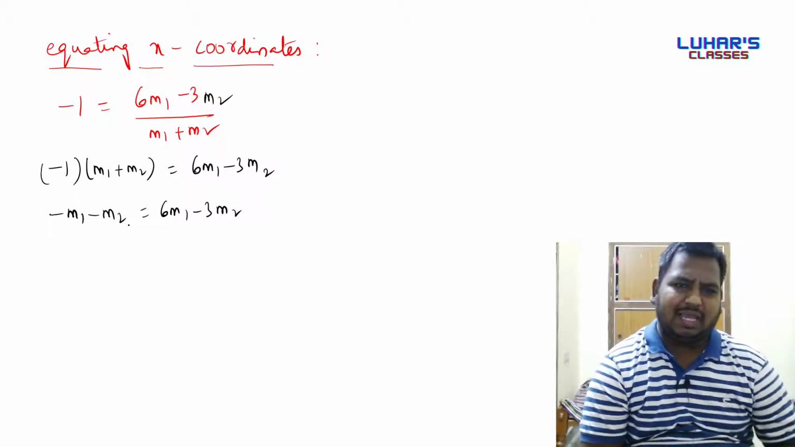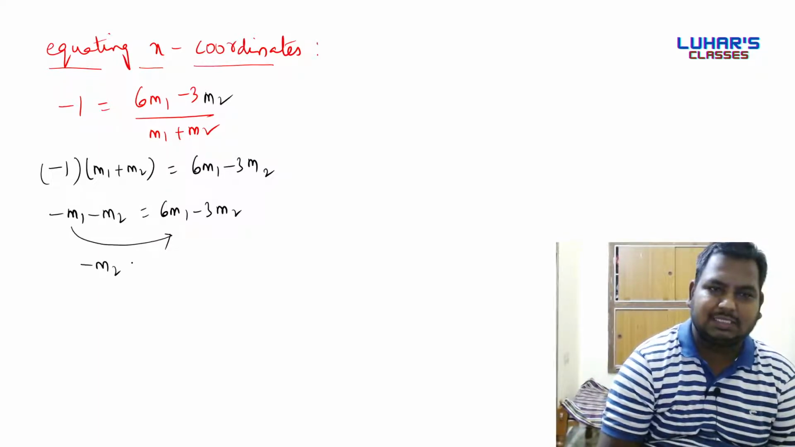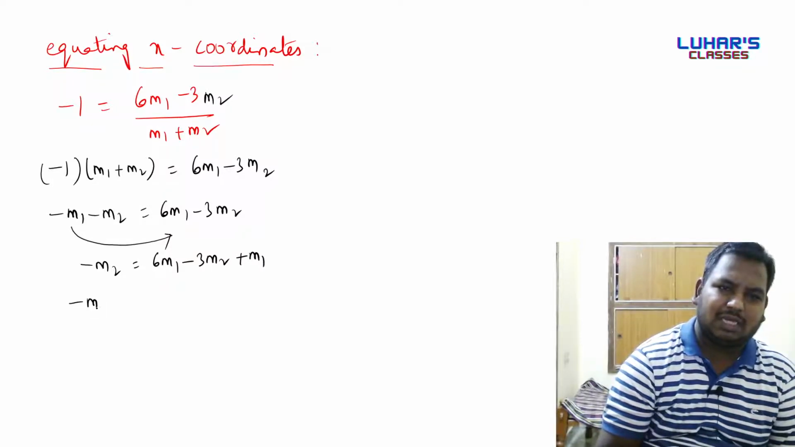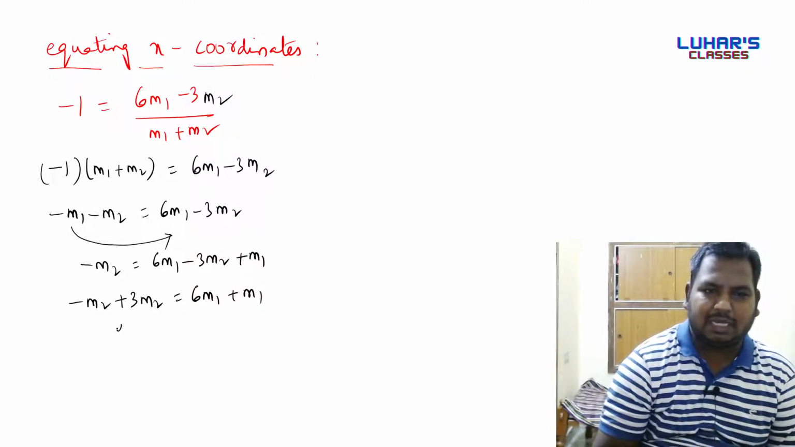Now we'll apply a bit of algebra to find m1 is to m2. We'll transpose minus m1 to the right hand side. We'll have minus m2 is equal to 6m1 minus 3m2 plus m1. Next we'll have minus m2 plus 3m2 is equal to 6m1 plus m1. Any mistake? No mistake. So we'll have 2m2 is equal to 7m1. We'll have m2 is equal to 7m1 by 2.